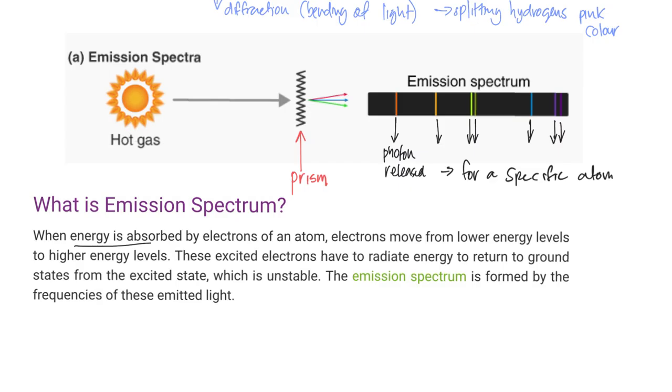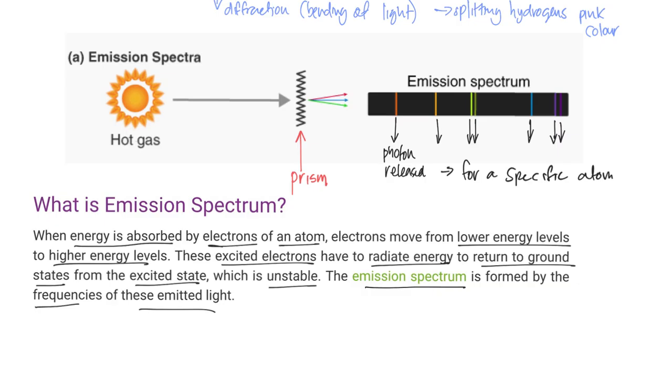What is the emission spectrum? When energy is absorbed by electrons of an atom, electrons move from lower energy levels to higher energy levels. These excited electrons have to radiate energy to return to the ground state from an excited state, which is unstable. The emission spectrum is formed by the frequencies of these emitted lights.